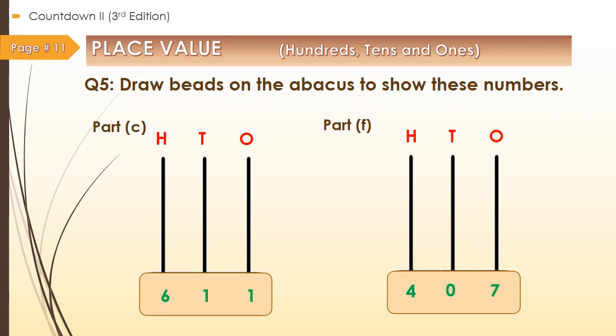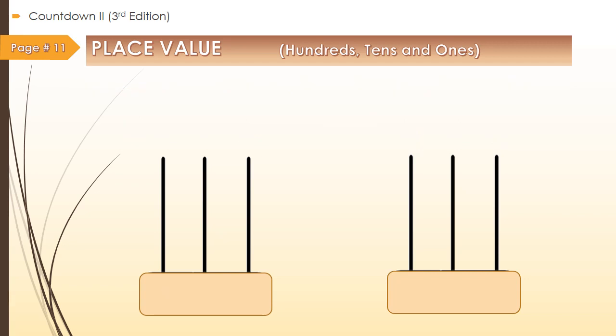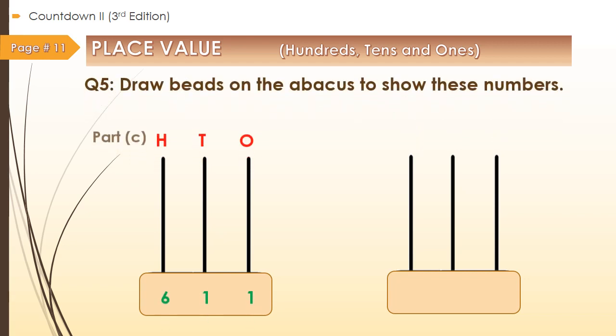On page number 11, question number 5 is draw beads on the abacus to show these numbers. Here we have two parts of this question, part C and part F. In this question, we will draw beads to represent the number. To represent 1, we will draw 1 bead on ones place. To represent 10, we will draw 1 bead on tens place. To represent 6 hundreds, we will draw 6 beads on hundreds place.